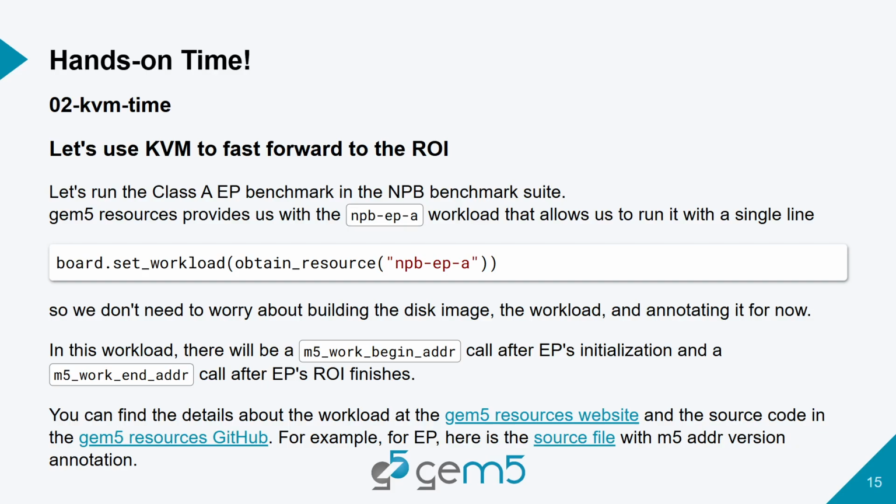So let's do an example on how to run a KVM script in gem5. For this example, we'll run the class A EP benchmark in the NPB benchmark suite. gem5 resources provides us with the NPB EP-A workflow that allows us to run it with a single line, which is board.set_workload, obtain_resource of the NPB EP-A. So we don't need to worry about building the disk image and the workload, and annotating them for now.